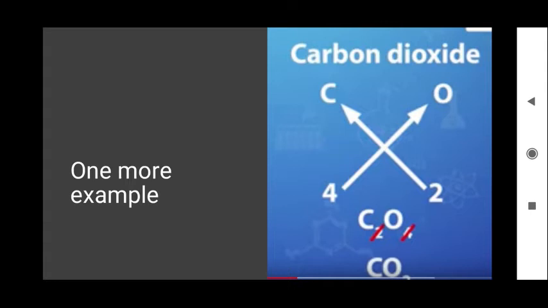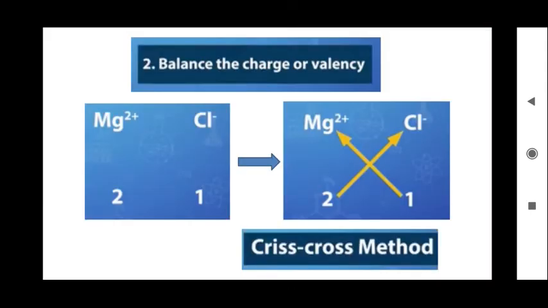MgCl2. Usually in mathematics also, if you have 1x plus 1y, you will not write it as 1x and 1y. It is understood that if nothing is there, it is always 1. Similarly in the chemical formula also, whenever the valency is 1, there is no need to mention it. So the formula for magnesium chloride will be MgCl2. Let us see another example, like carbon dioxide.